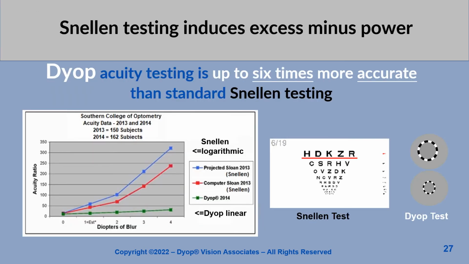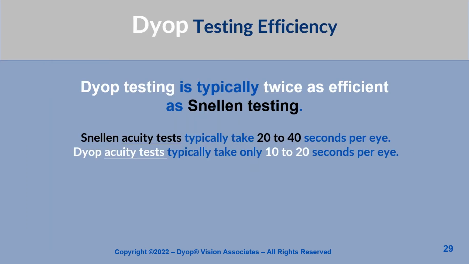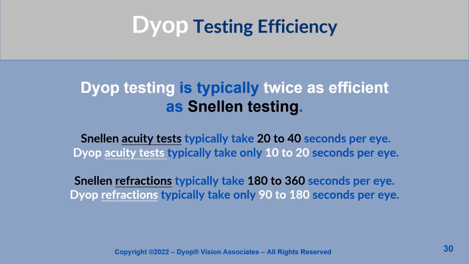As a result, diop testing is up to 6 times more accurate than standard Snellen testing. Diop testing is up to 8 times more precise than standard Snellen testing. Diop testing is typically twice as efficient as Snellen testing. Diop acuity tests typically take only 10 to 20 seconds per eye. Diop refractions typically take only 90 to 180 seconds per eye.